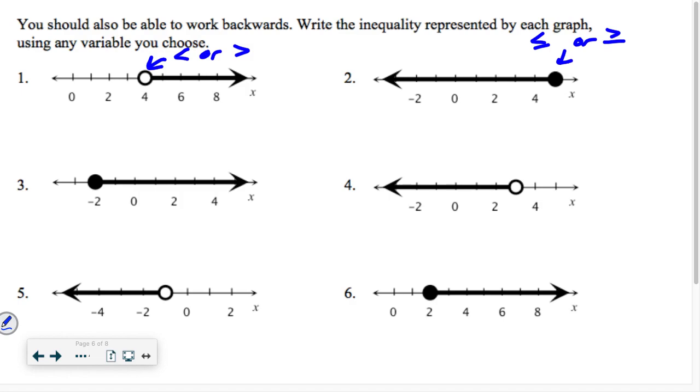The other part of it is where is the shaded region compared to my reference point. So for number 1 here, my reference is number 4. Every number that's shaded is larger than that. So x is greater than 4. On number 2, we have a solid circle at 5, and we have the arrows going to the left. So that is x is less than or equal to 5. I'm going to leave the last 4 examples for you to do as a quick quiz for us.